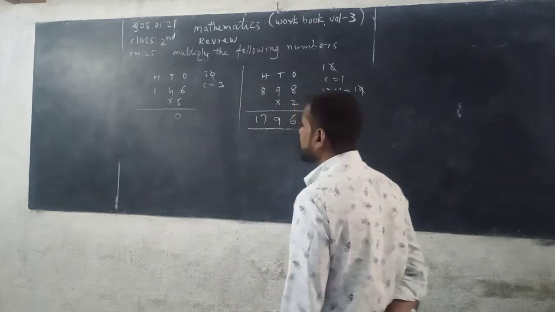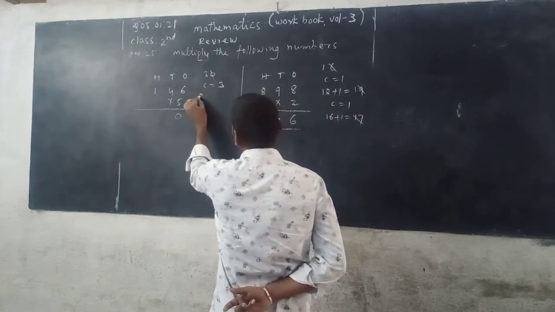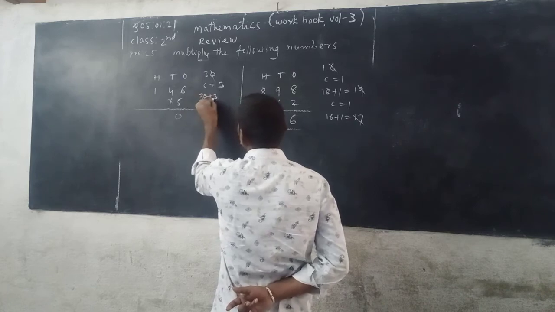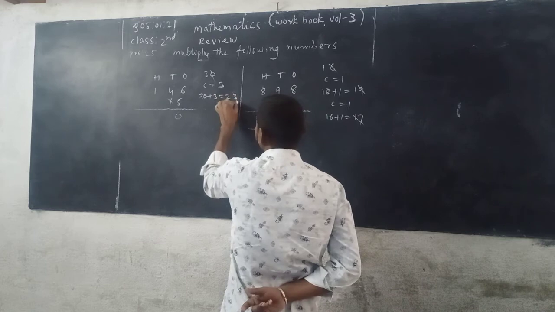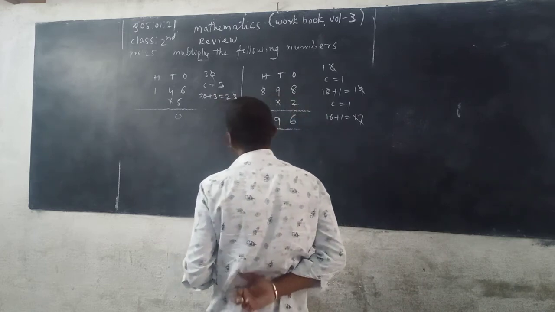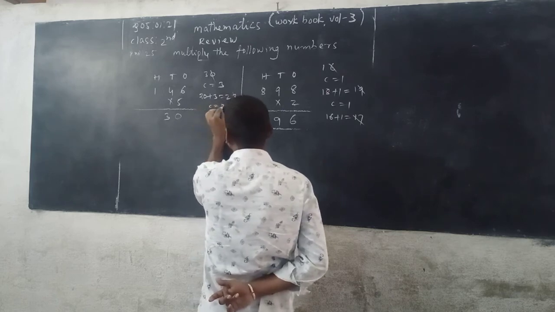Next we multiply the digits in the tens place. 4 with 5. 5 4s are 20. 3 is added to 20. 20 plus 3, you get 23. Now here 3 is taken and written down in the tens column of the product. The remaining 2 is the carry.